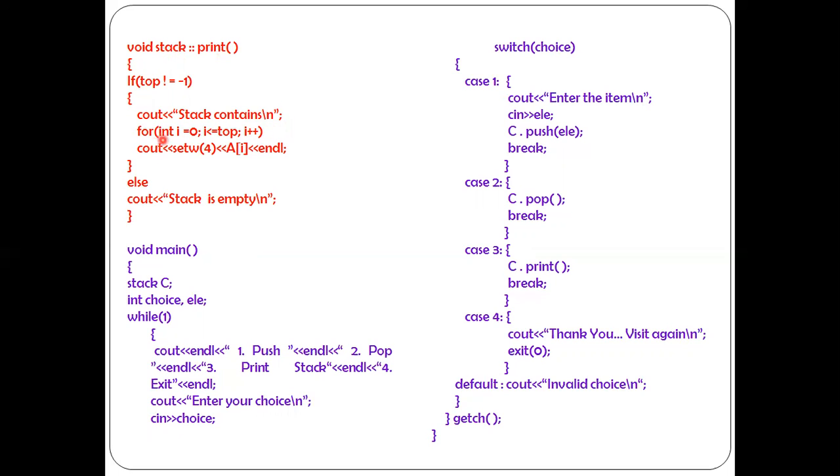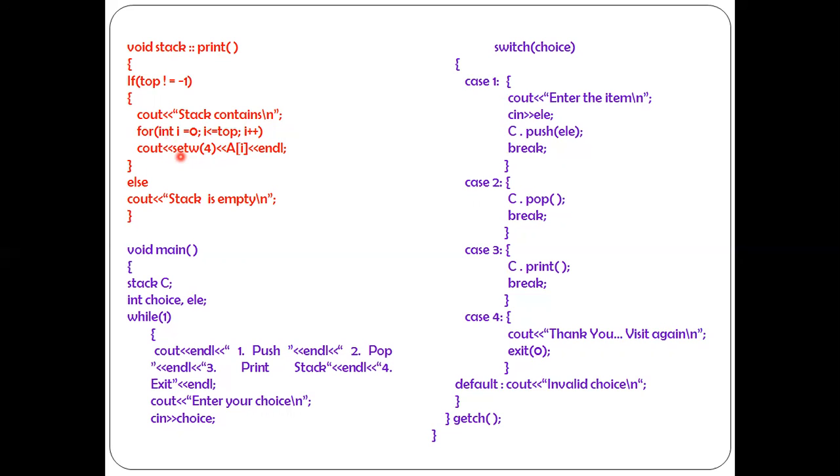Next, for i equal to 0 semicolon, i less than or equal to top, i plus plus. What is the value of i? i is 0. And what is the value of top? Top is 1. 0 is less than 1. Yes, it is true. When the for loop condition is true, I'm going to execute this cout statement. Cout stream insertion setw(4). setw(4) means it is going to give you 4 horizontal blank spaces. 1, 2, 3, 4. 4 horizontal blank spaces.